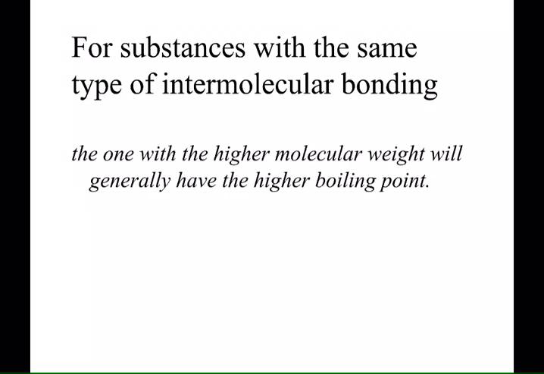Let's see. For substances with the same type of intermolecular bonding, now for types of intermolecular bonding, it's 1 through 6. What type of intermolecular bonding do you have? Okay, the one that boils at the higher temperature will most likely be the one that weighs more because it's more polarizable.